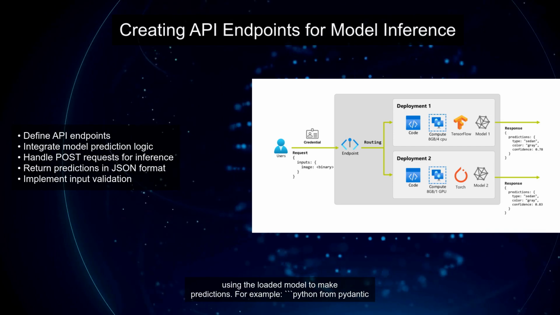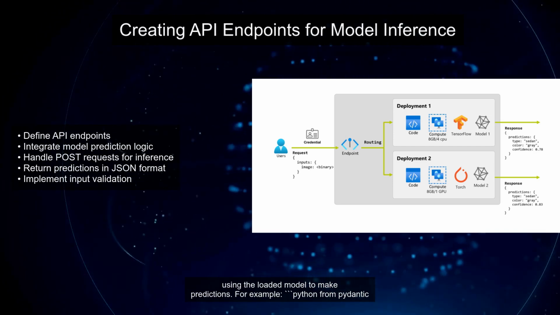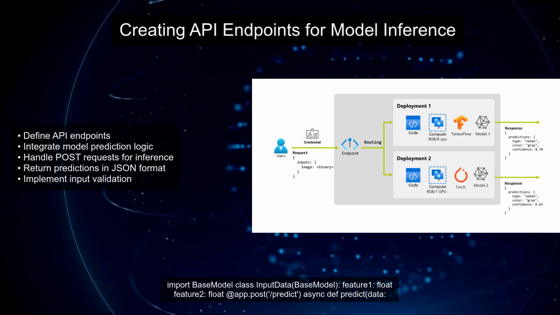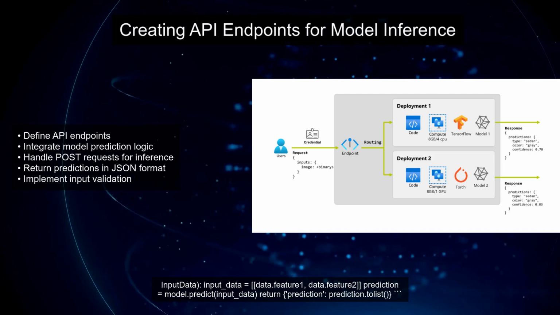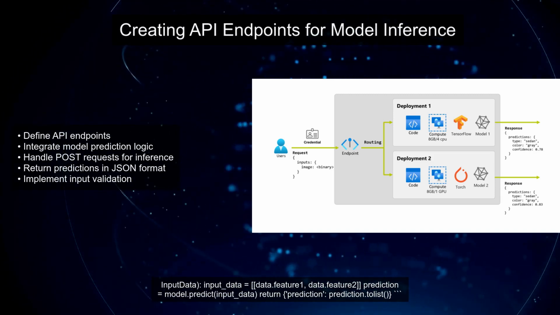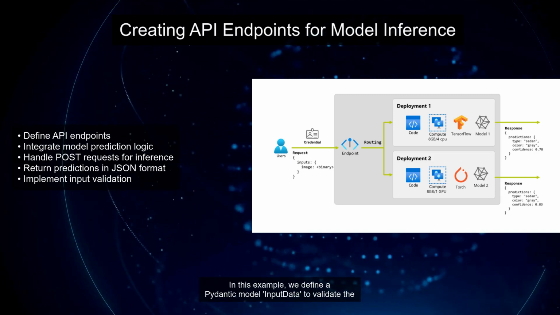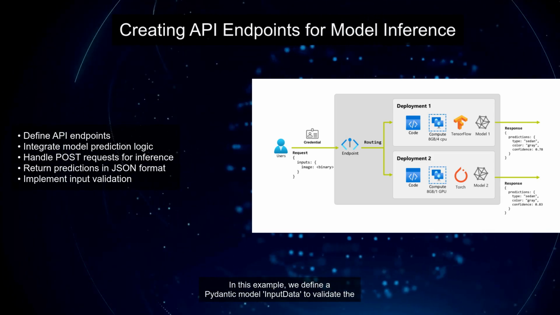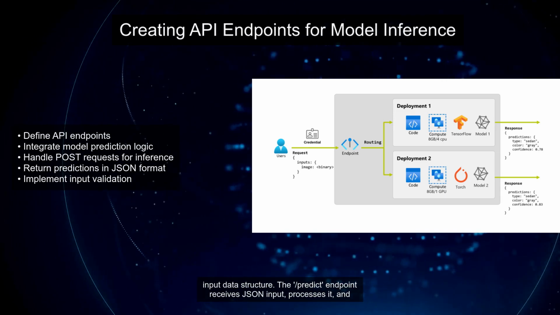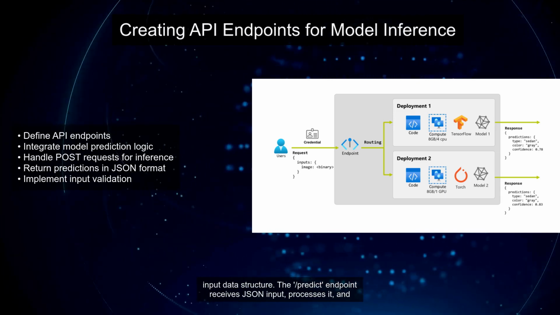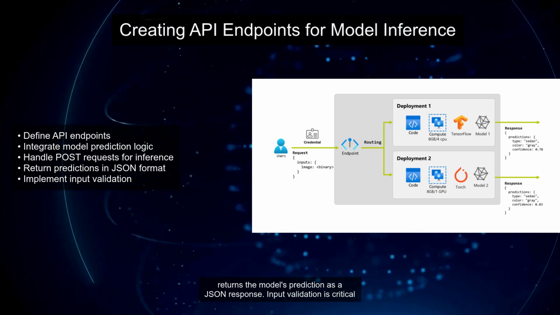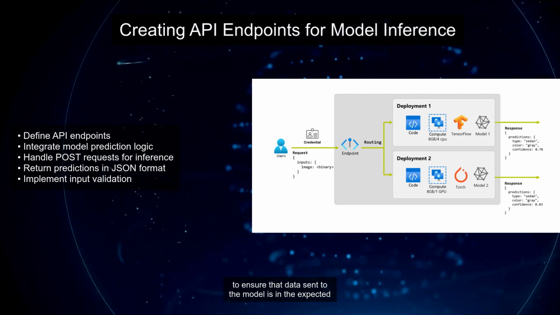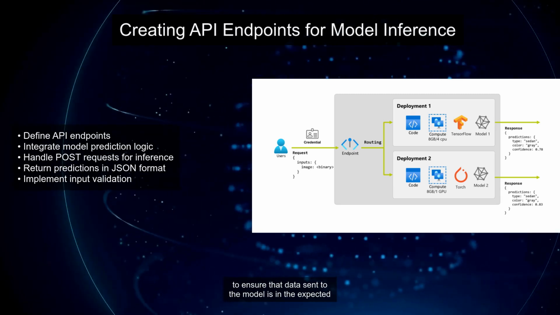For example: from pydantic import BaseModel, class InputData(BaseModel): feature1: float, feature2: float, @app.post("/predict"), async def predict(data: InputData): input_data = [data.feature1, data.feature2], prediction = model.predict([input_data]), return prediction.tolist(). In this example, we define a Pydantic model InputData to validate the input data structure. The /predict endpoint receives JSON input, processes it, and returns the model's prediction as a JSON response.